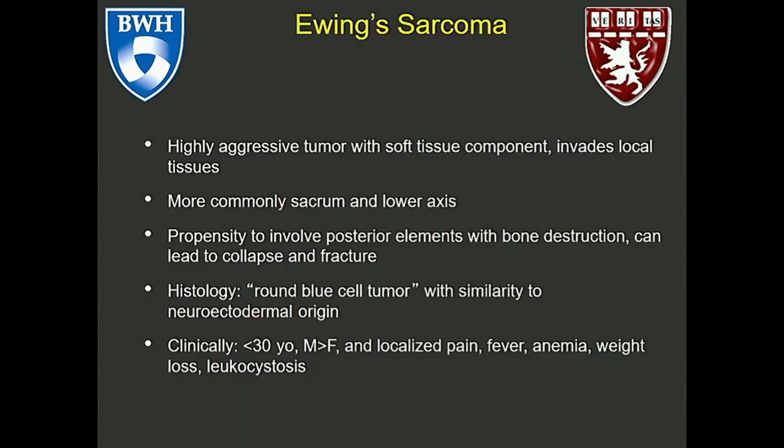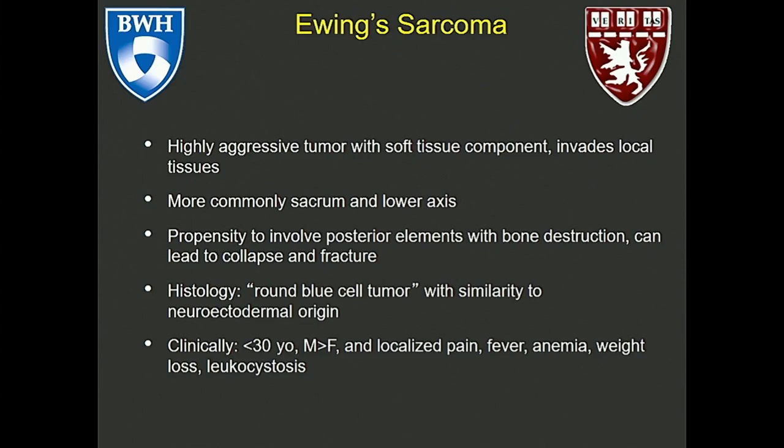Ewing sarcoma is a highly aggressive tumor with a large soft tissue component that tends to invade the local tissues. Within the spine, you'll mostly see it involving the sacrum and in the lower axis in the lumbar spine. It has the propensity to involve the posterior elements with bone destruction, and it can lead to collapse and fracture. Histologically, these are round blue cell tumors with a similarity to neuroectodermal origins.